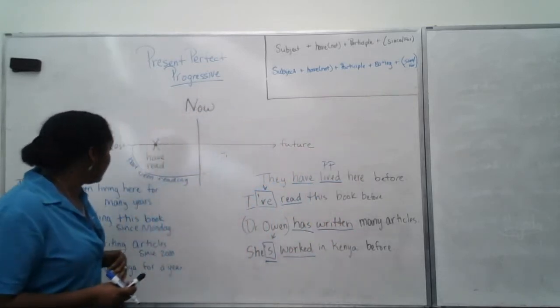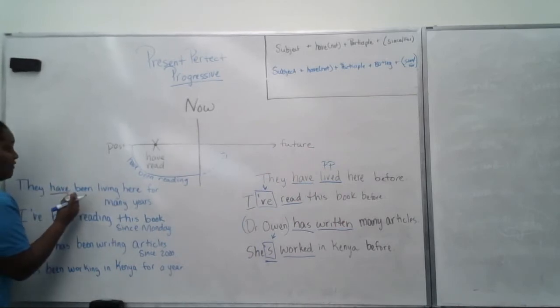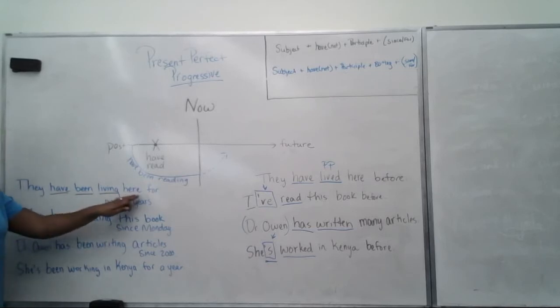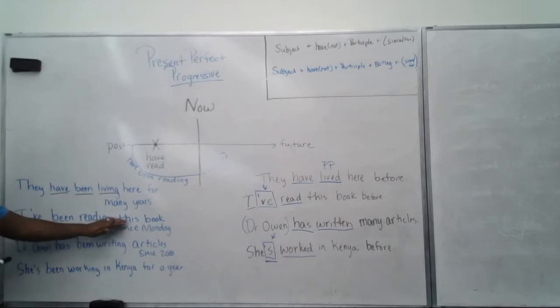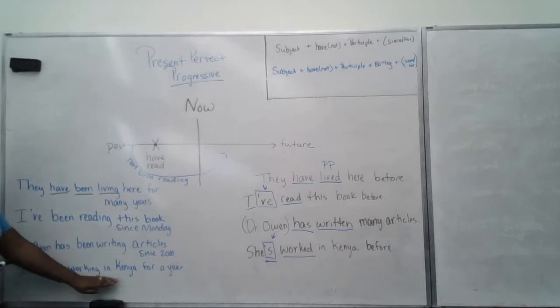We have some examples over here. They have been living. So that's your construction. They have been living here for many years. I've been reading this book since Monday. Dr. Owen has been writing articles since 2000. She's been working in Kenya for a year.